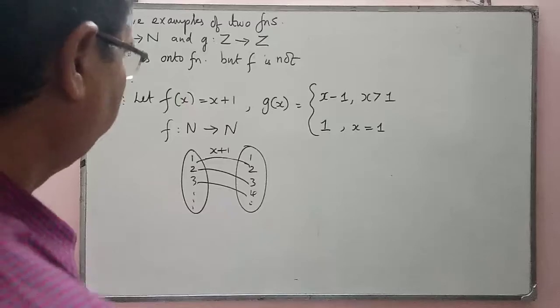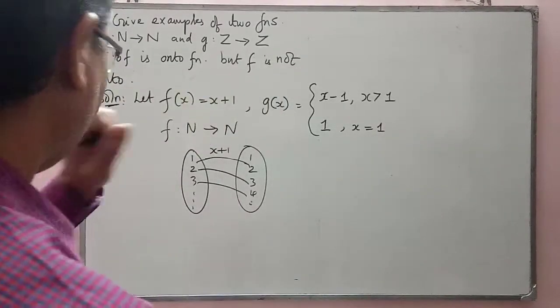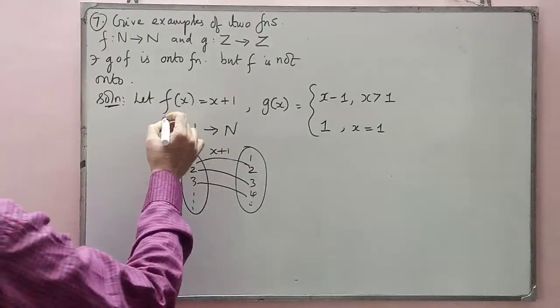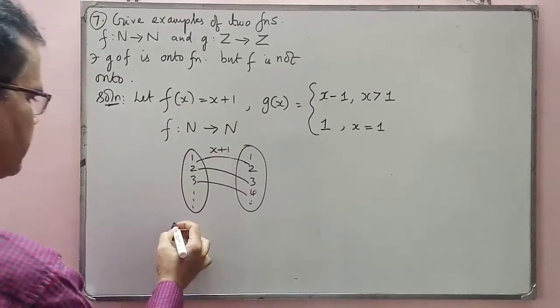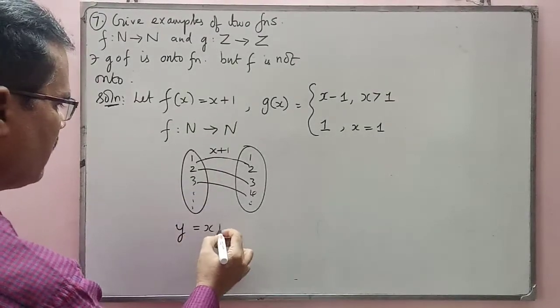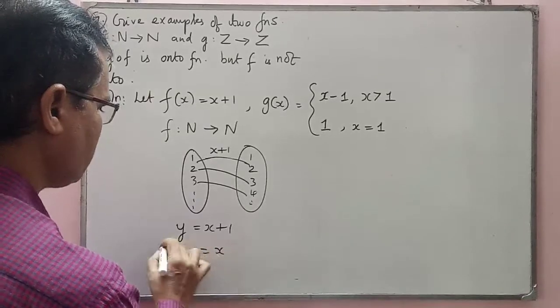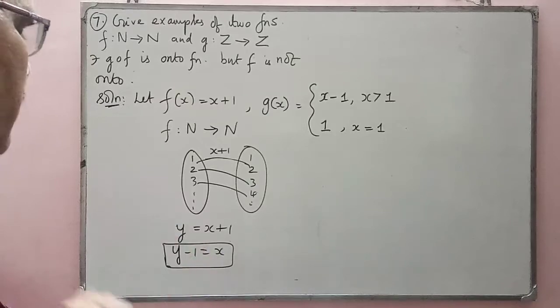So we should think it over. How to do this? Let us first prove that f is not an onto function. For this we are going to make use of the function f of x equal to x plus 1. I am taking that as y equals x plus 1. Now y minus 1 is equal to x. I solved it for x.